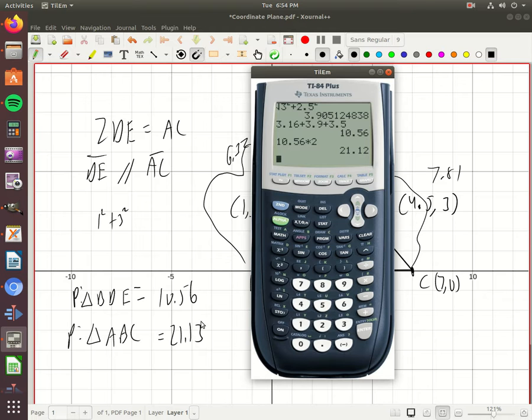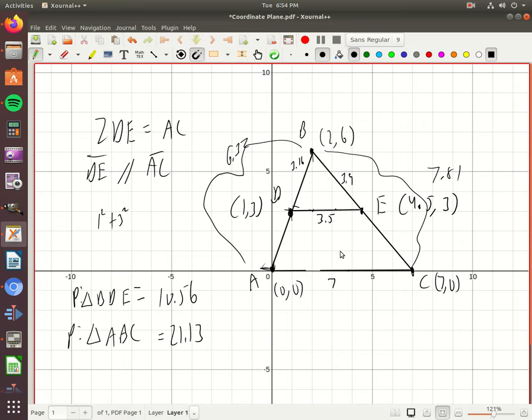Hey, look, this is twice as big. The perimeter is twice as big. That would be the relationship. Well, what about the area? Well, the area of a triangle. The area of a triangle.